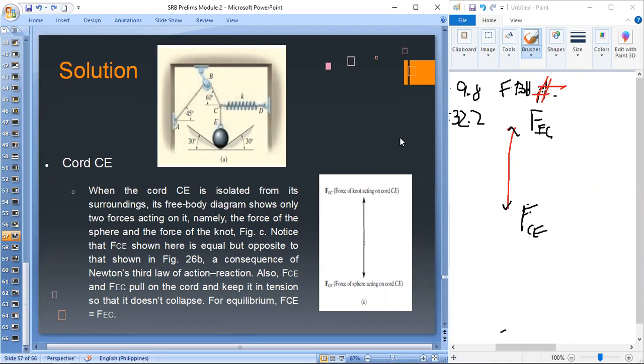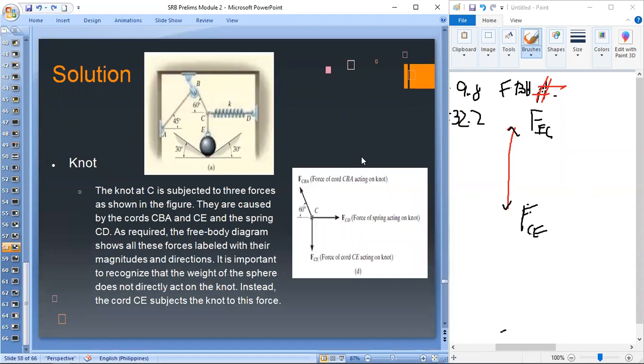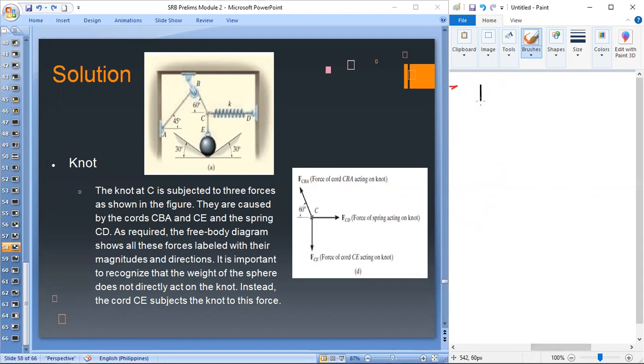So, may iba di diagram number na tayo. Then, solution, sanat natin dito. So, the knot at C is subjected to three forces. So, yung draw nyo lang tayo now. Iba yung diagram natin. Tatlo. Yung third. Iba yung diagram natin. So, ang tingin mo lang yan. Number three.